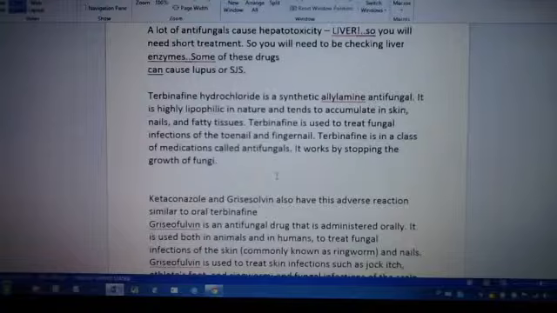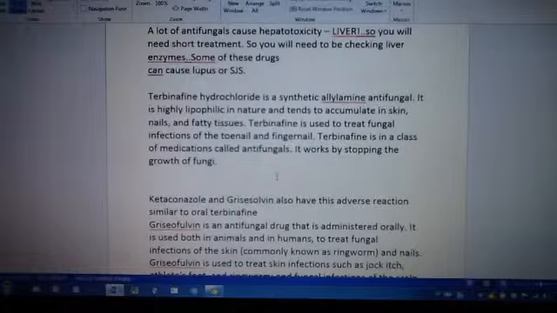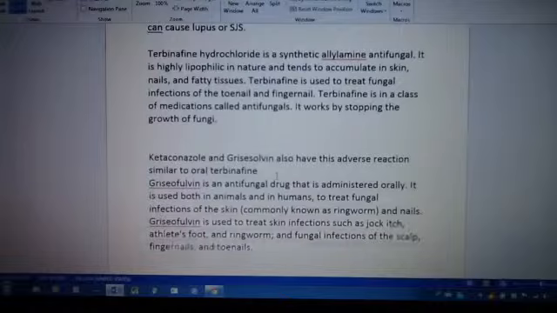Terbinafine hydrochloride is a synthetic allylamine antifungal. It is highly lipophilic in nature and tends to accumulate in skin, nails, and fatty tissues. Terbinafine is used to treat fungal infections of the toenail and fingernail. It is a class of medications called antifungals. It works by stopping the growth of fungi. Something similar here is ketoconazole and griseofulvin. They also have this adverse reaction, which is similar to oral terbinafine.